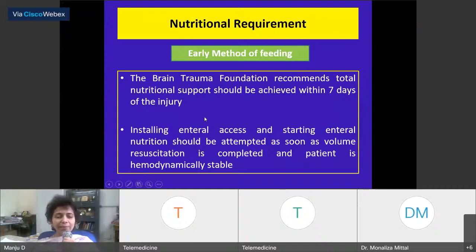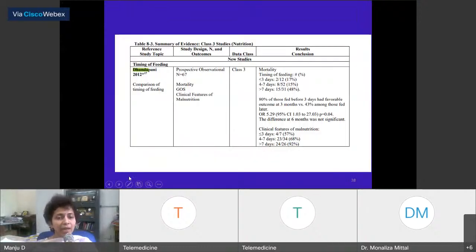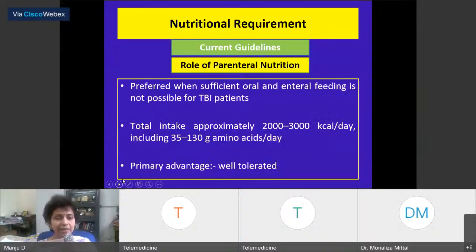I told you that in the initial period there would be some challenges. Gradually we increase. The patient also takes some time to adapt to the new feeding pattern. So within 7 days, one way or the other, you need to attain the complete feeding. But if it is within 72 hours, it would be better. Installing enteral access and starting enteral nutrition should be attempted as soon as volume resuscitation is completed and the patient is hemodynamically stable. And this is one of our studies, which is a part of the Brain Trauma Foundation guidelines. And now, the role of parenteral nutrition.